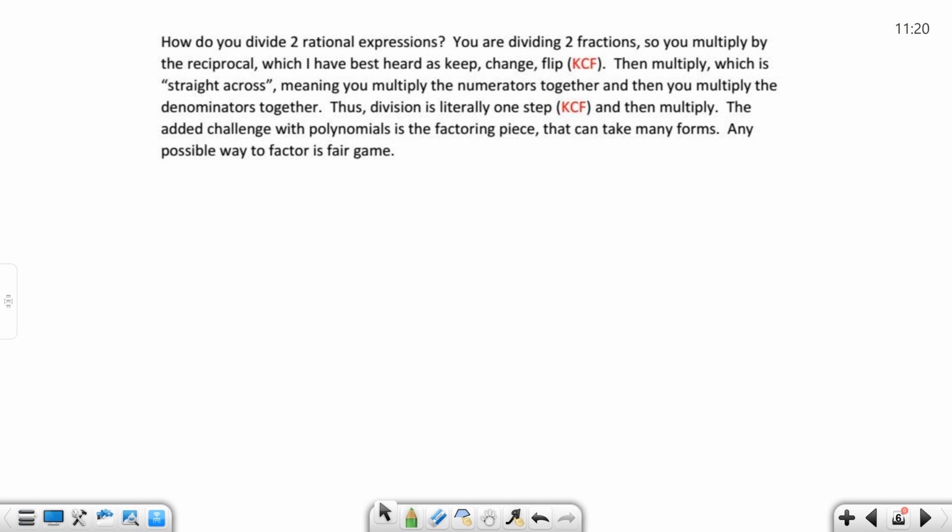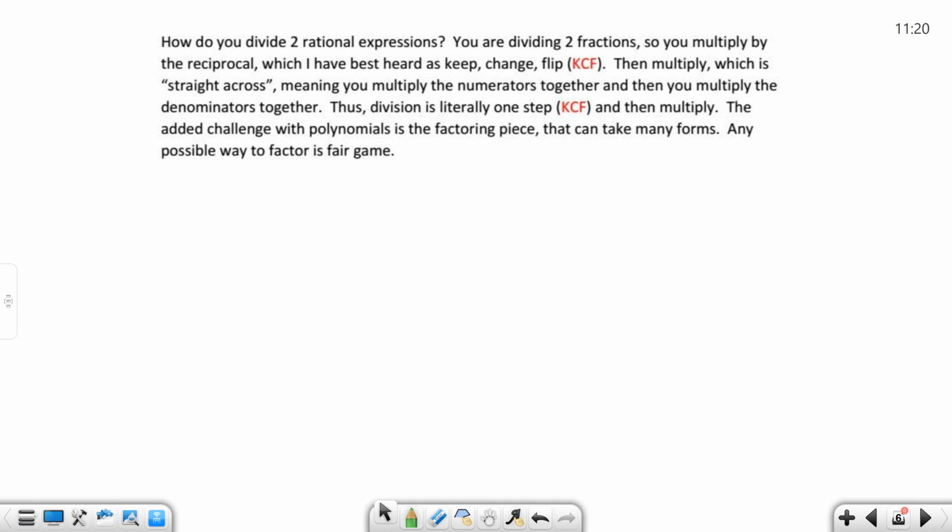Then you multiply, which is straight across, meaning you multiply numerators together and then you multiply denominators together. This is not like adding and subtracting. You're not trying to get a common denominator. You just multiply straight across. Division is literally one step, KCF, and then you multiply.